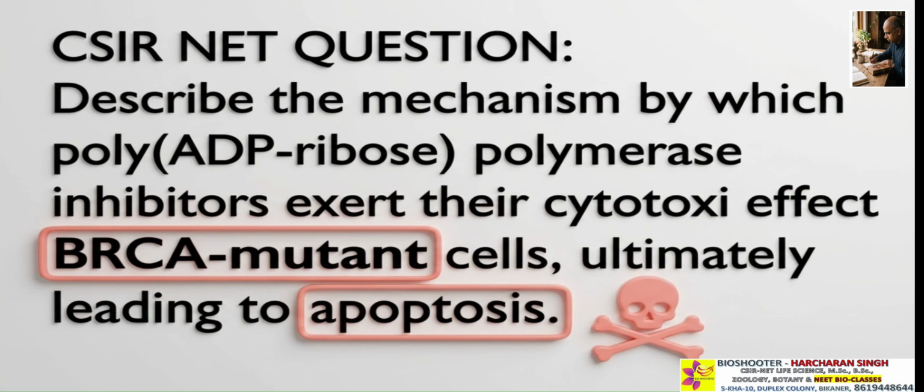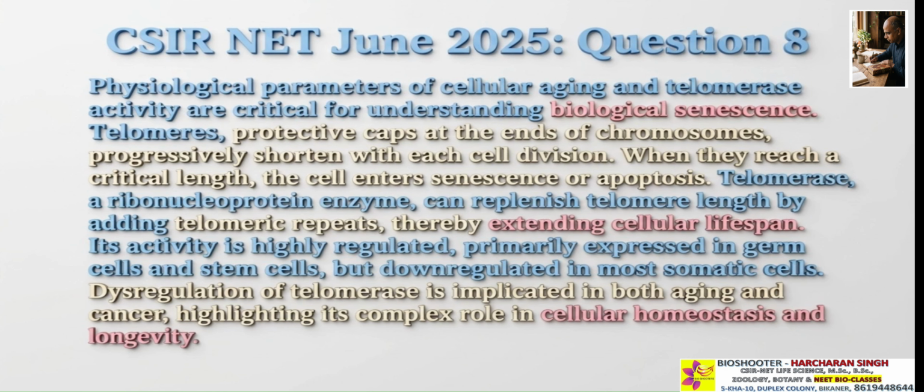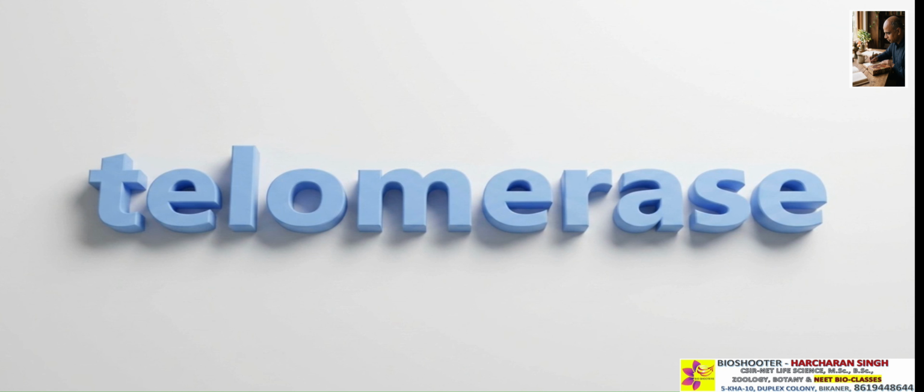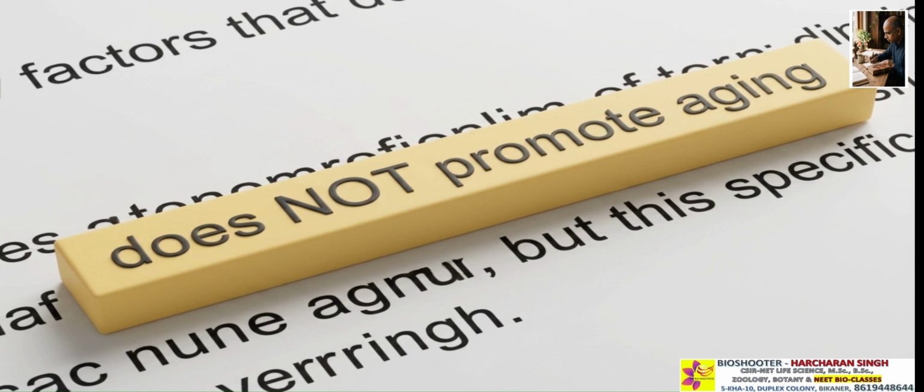While DNA damage invariably drives cellular aging, this graphic highlights a specific exception tested in the June 2025 exam. The transcriptional activation of telomerase in somatic cells adds hexameric repeats to chromosome ends. This actively mitigates senescence and counteracts the aging process.